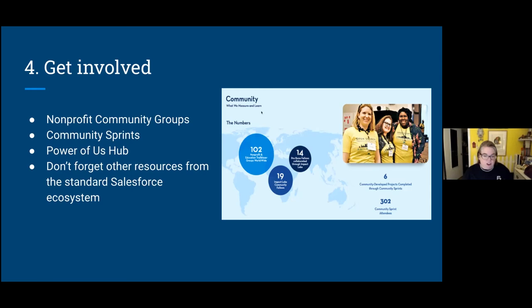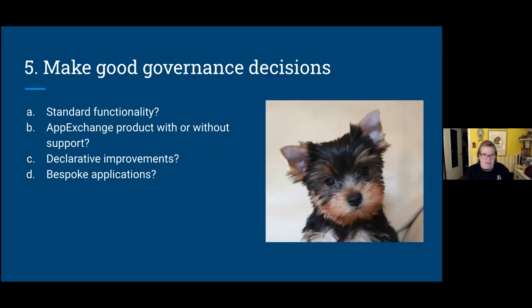And then make good governance decisions. And this is probably the best way to leverage the nonprofit cloud. You see the cute little puppy there, because the analogy that I always use is Salesforce, nonprofit cloud, nonprofit success pack, those 10 free Power of Us licenses are like a free puppy. The real expense comes when you have to feed that puppy and maintain that puppy and take that puppy for his shots and take him to the vet. So make good governance decisions around your implementation of Salesforce Nonprofit Cloud.